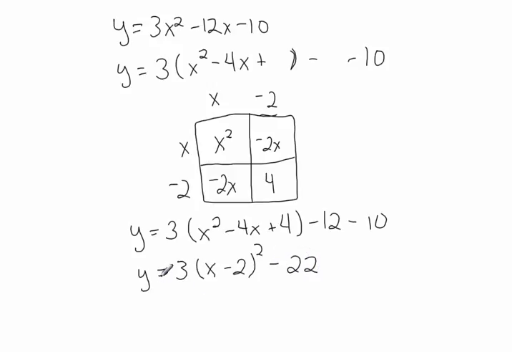So now I've got an equation. I've got it in vertex form. The vertex is at 2, negative 22. My multiplier, my a, is the same thing it was before up here. That's 3. That gives the quadratic its shape.